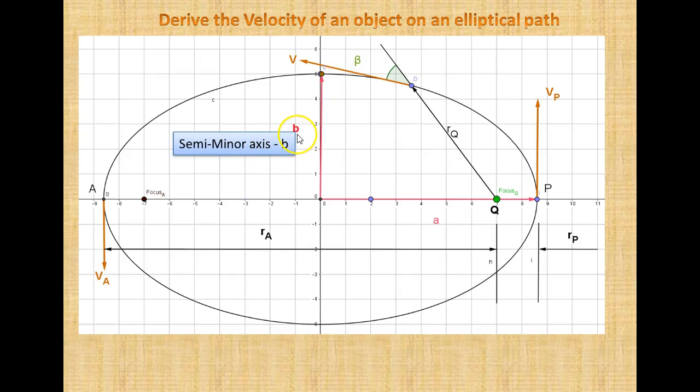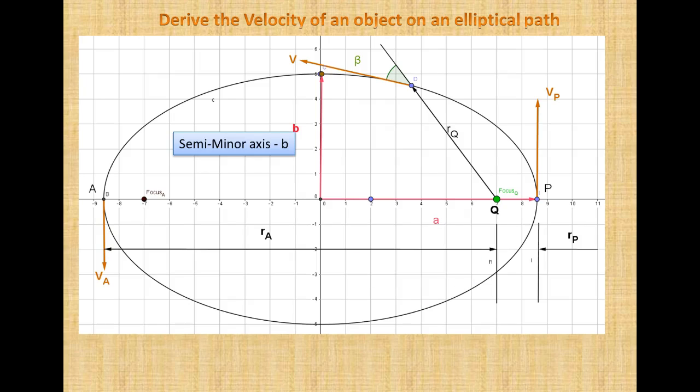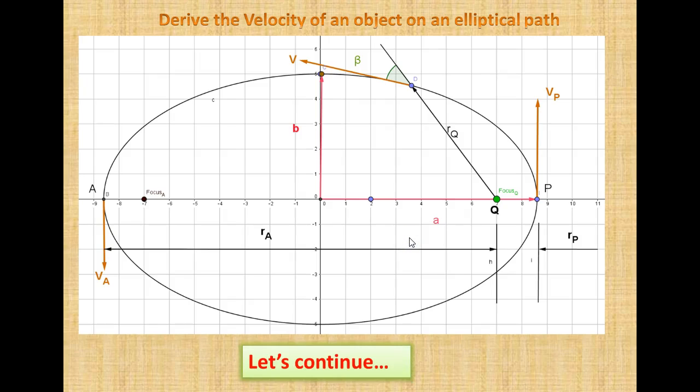The semi-major, okay, I messed that up there. The semi-minor axis B is from the center of the ellipse to the top of the ellipse. The semi-major axis A is from the center of the ellipse to the periapsis, and from the center of the ellipse to apoapsis. And if you add those two together, the total length of the ellipse is 2a. Okay, that's it. Let's continue.